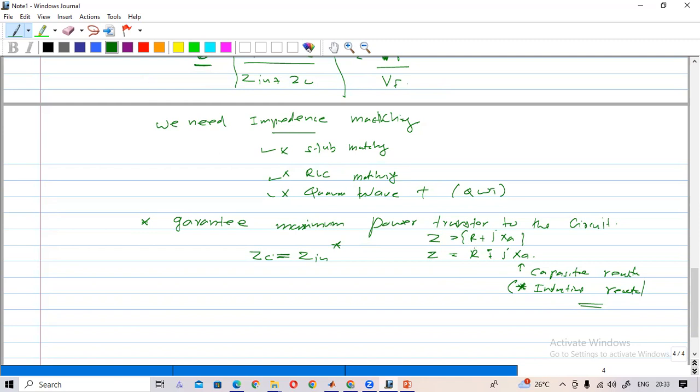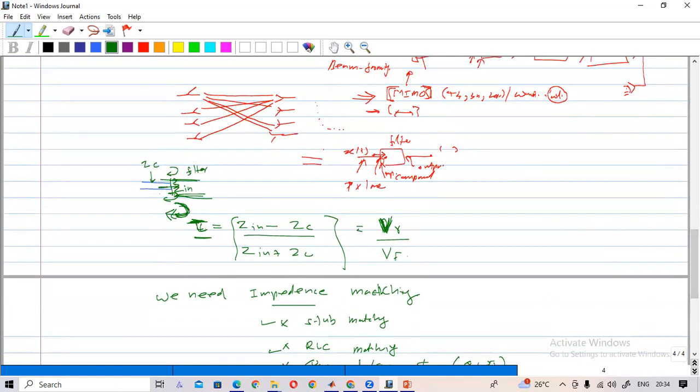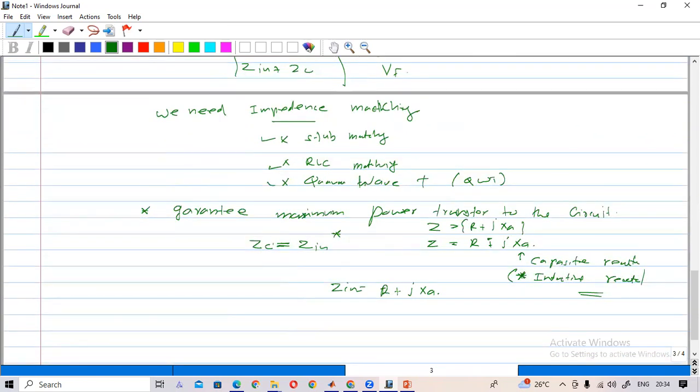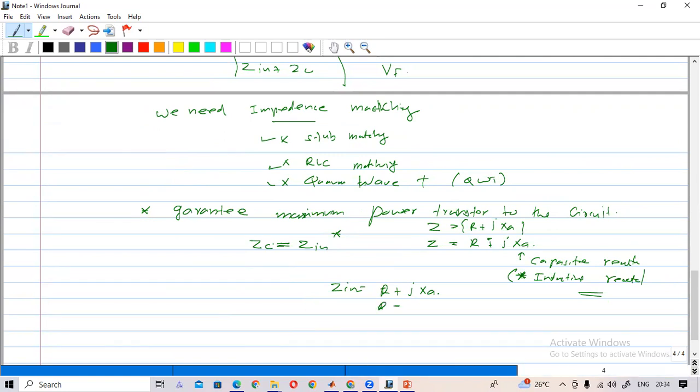So if the antenna input impedance is R plus jXA, we need to make this impedance the conjugate of this input impedance. Conjugate means if it is plus, minus. If it is minus, plus. That means R minus jXA. So if you make the conjugate, this is called conjugate matching. At conjugate matching, the maximum power transfer is happening.